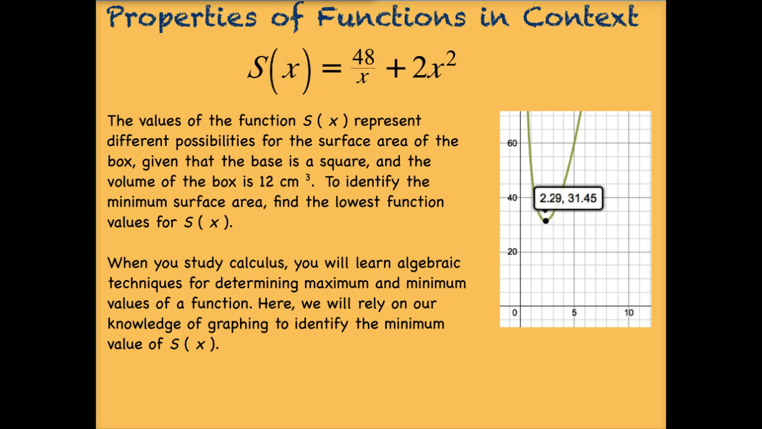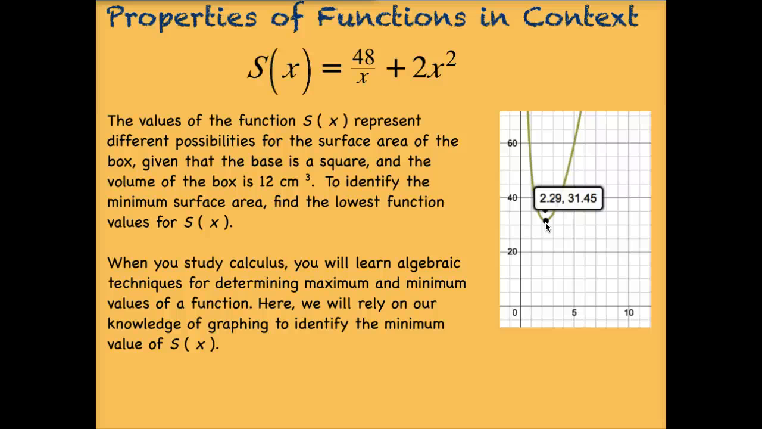I also wanted to be able to understand what this minimum point represents. Well, think about what this is. We have x, which is 2.29, and y, which is 31.45. Y is represented by S of x, which represents the different possibilities for all the surface areas of the box. So I can have many different surface areas, with this point being the minimum at 31.45.